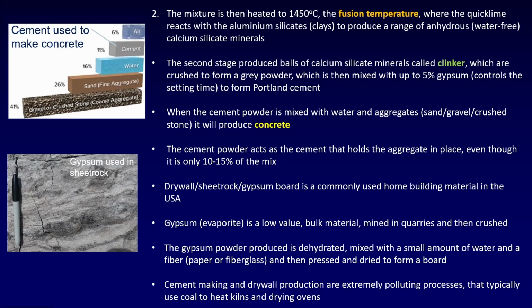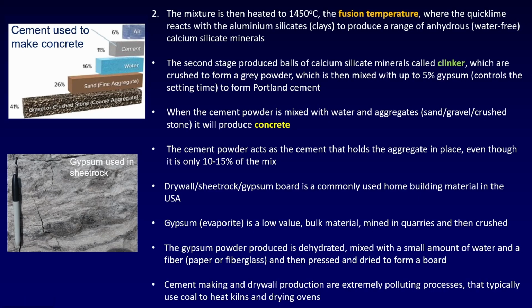Now, in the case of drywall, which is also referred to as sheetrock or gypsum board, it's commonly used for home building in the United States. Gypsum is an evaporite mineral, so it's formed by the evaporation of water. It's a low value bulk commodity, so it has to be mined in quarries, because underground mining, once again, wouldn't make sense. You've got to mine it using an open pit method. And once you have mined it, you then need to crush it to produce a fine gypsum powder.